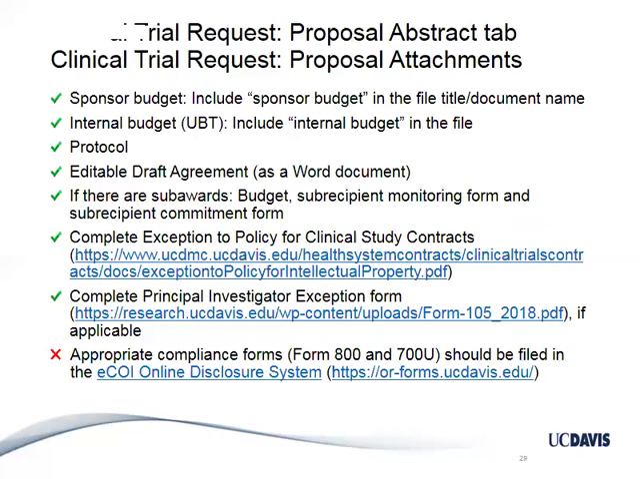The same for your UBT or your internal budget. You want to include internal budget in the same way. You also need to upload your protocol and an editable draft agreement, such as a Word document, right? Upload that as a Word document. If there are subawards, you need to upload the budget, the subrecipient monitoring form, the subrecipient commitment form, right? I think there's probably a few other things, but you need to upload those if there's subawards.